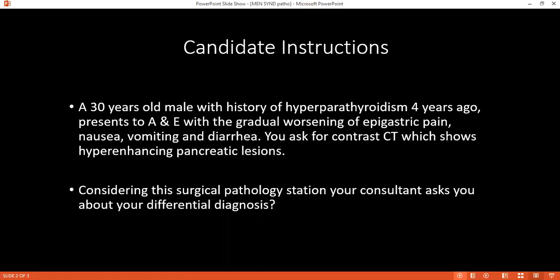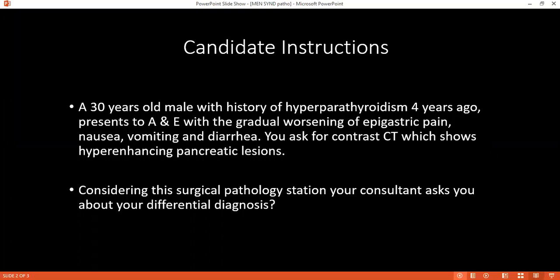So if you have understood the case, considering it as a surgical pathology station, kindly tell me what are your differential diagnoses? My differential diagnosis in this patient, for the hyperparathyroidism the patient has had for 4 years, could be a result of pituitary adenoma. For the pancreatic lesion, it could be a pancreatic tumor, which could be insulinoma or gastrinoma. Considering the epigastric pain, it could be gastrinoma.